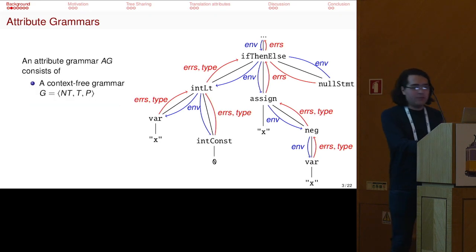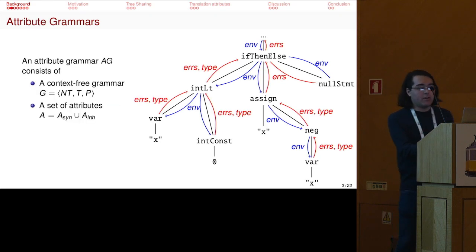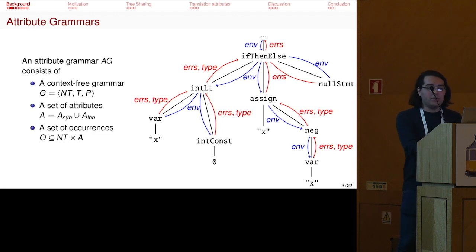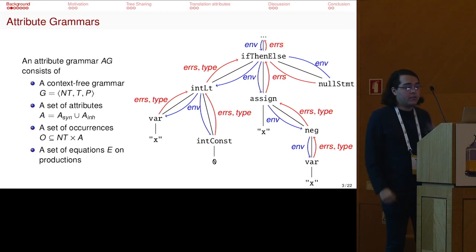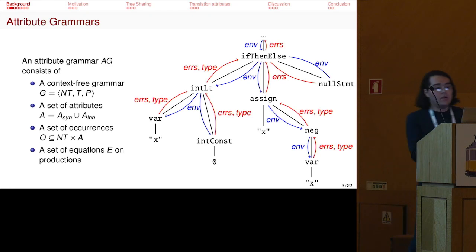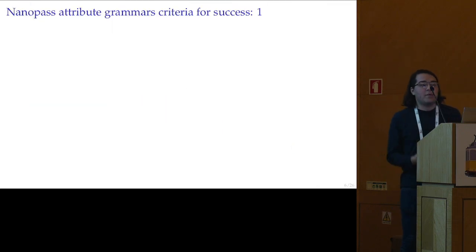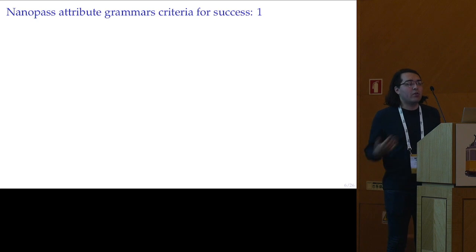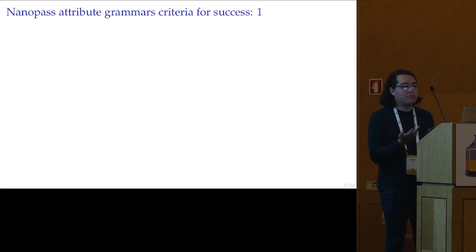And yeah, formally, it's a context-free grammar. You put on synthesized and inherited attributes. You have a relation for where they occur. And you have some equations. Attribute grammars as we know and love them. So we can define some criteria that a Nanopass attribute grammar formalism should have in order to merge these two different bodies of work.